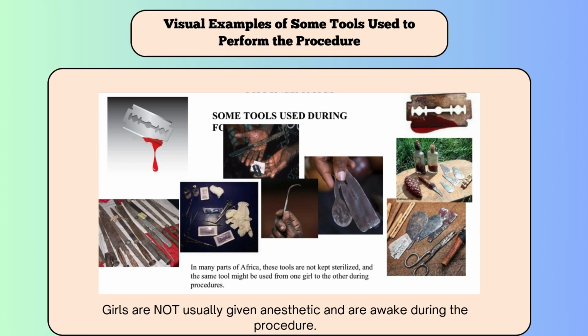These are visual examples of some tools used to perform the procedure. In many parts of Africa, these tools are not kept sterilized, and the same tool may be used from one girl to the other during procedures. Girls are not usually given anesthetic and are usually awake during the procedure.